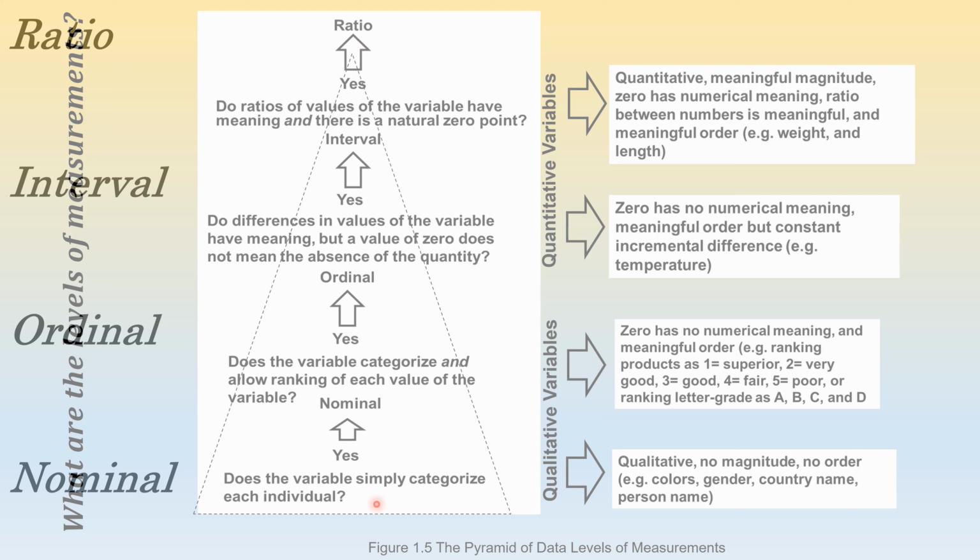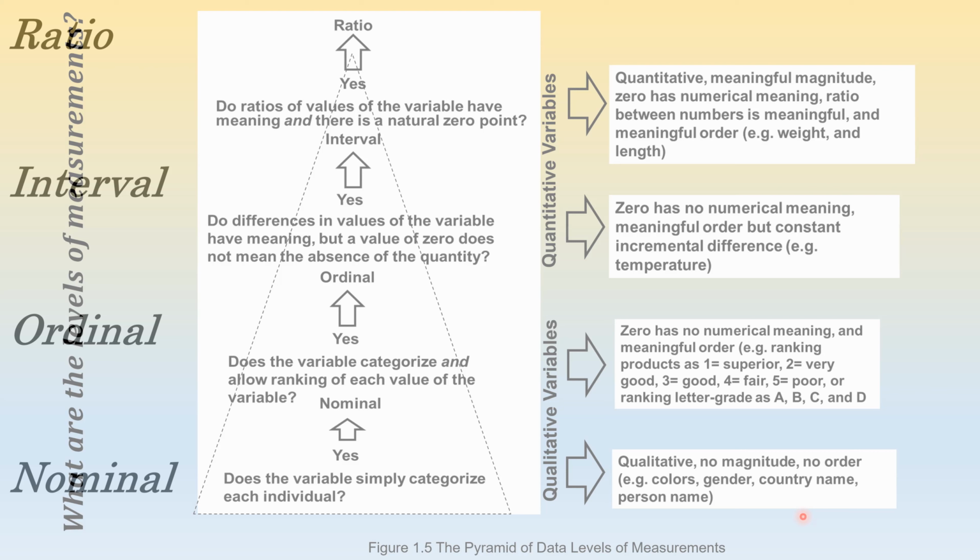As you can see here, going from the bottom to the top, we have to ask ourselves a number of questions. Does the variable simply categorize each individual? Categorization, that means students' names, students' ethnic background. These are qualitative. I mean, if you say that you are white, what does that mean to me? It means an identity. There is no magnitude. There is no order. Being white does not make you twice as much as a black or Hispanic or others. It's just a category. It's qualitative.